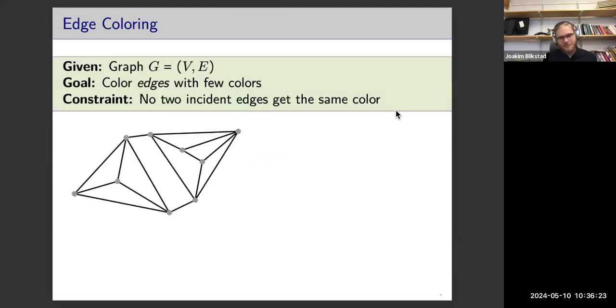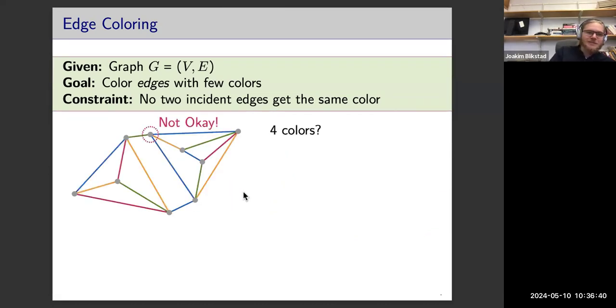First off, let's start with the basics. What is the edge coloring problem? Given some graph, you want to color the edges with as few colors as possible, and you don't want any two edges which share a vertex to get the same color. For instance, this coloring is not okay because on this vertex you have two blue edges. But this coloring is okay, and it uses 4 colors on this graph. But is this optimal, or is there some way we can color this graph with fewer colors?